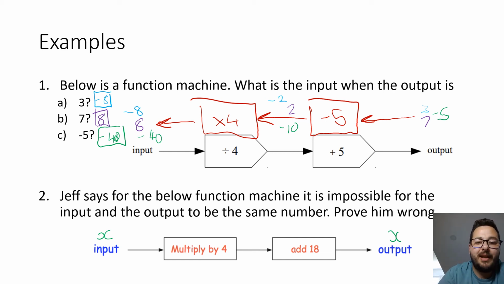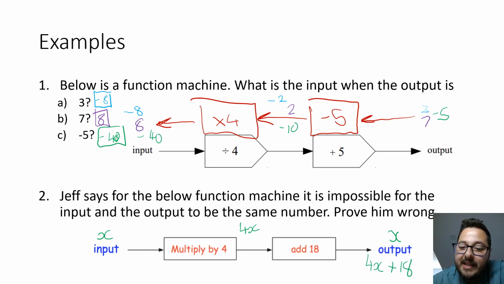Well, if you multiply by 4, that is going to be 4x. So x times 4 is 4x. And then add 18, that is going to be 4x plus 18. So what he's saying is, let's draw it up here. He's saying that 4x plus 18 cannot be equal to x. But we can just solve this, can't we?